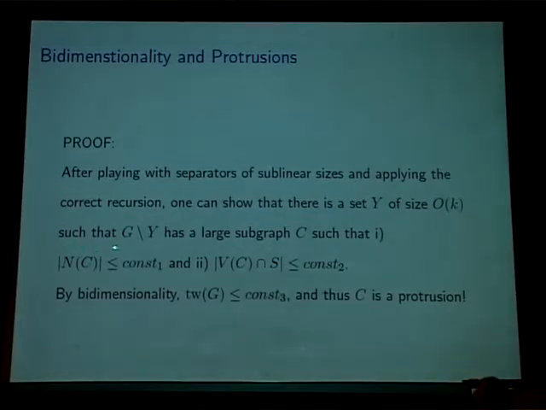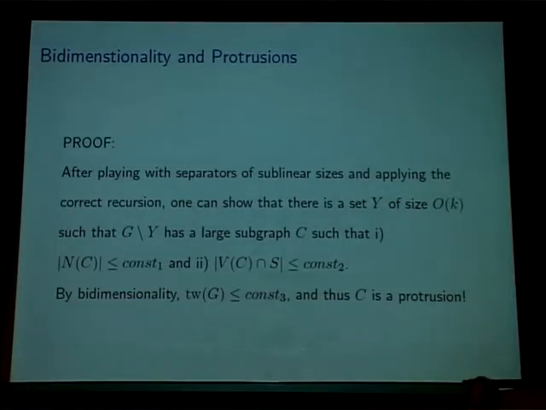properties: that the tree width, that the amount of neighbors of this component is always bounded by a constant, and the other thing is that the amount of vertices of the solution in my graph, which are in this component, is also constant. This is kind of applying these recursive arguments. But since now I start using bidimensionality again, I know that if I have a constant amount of vertices in my graph from the solution, it means that the tree width of the graph is also constant.